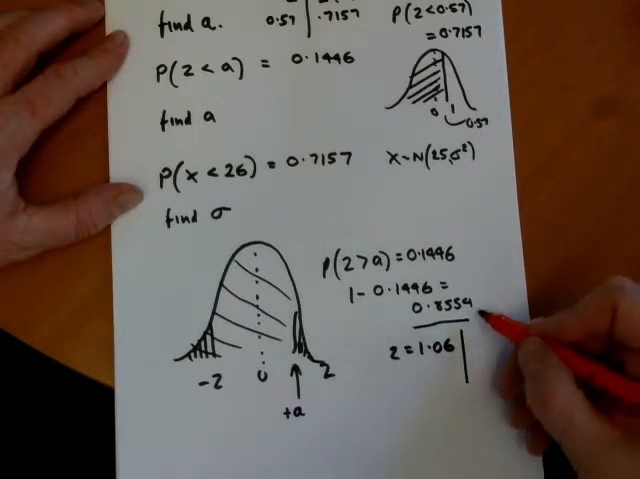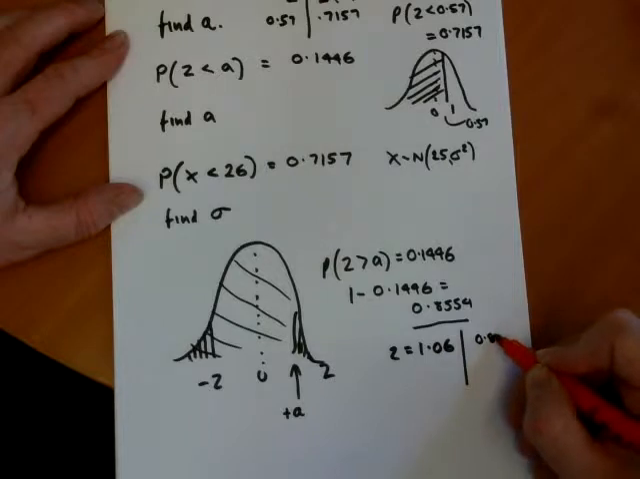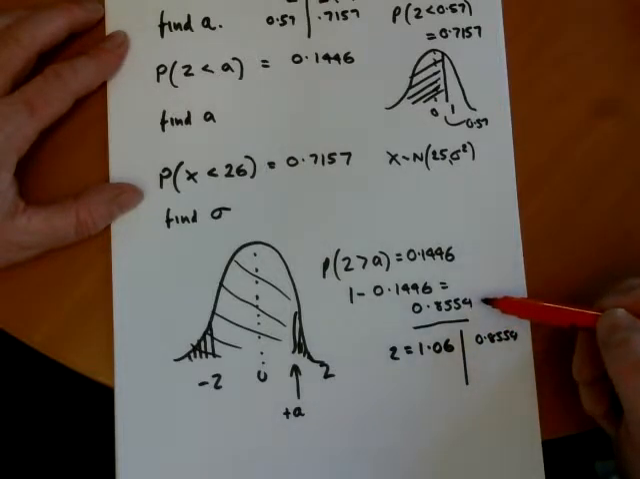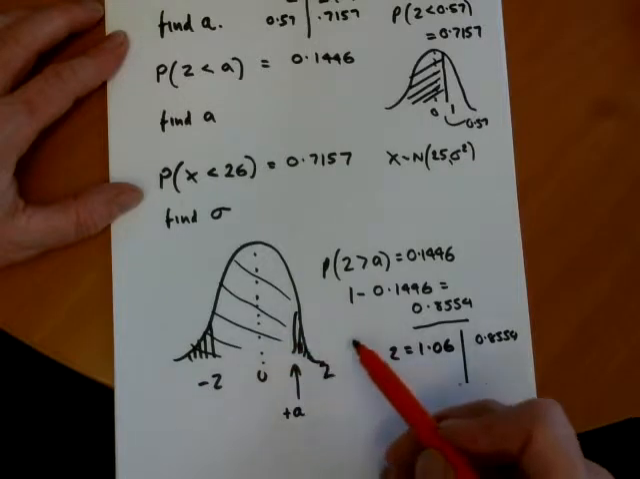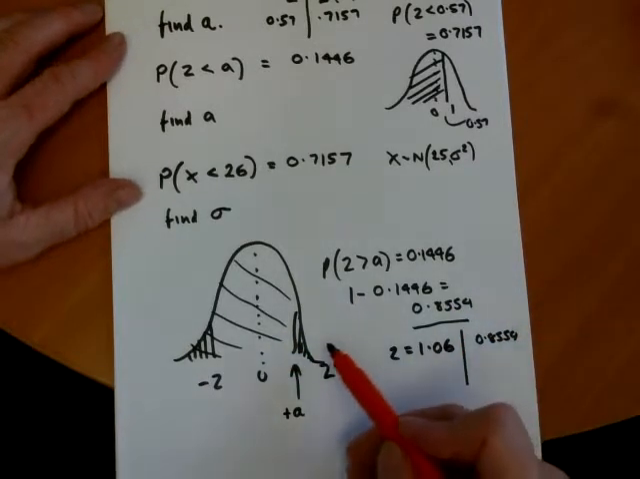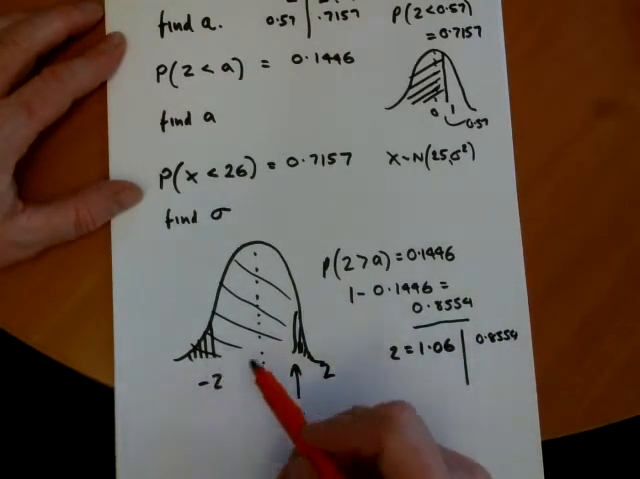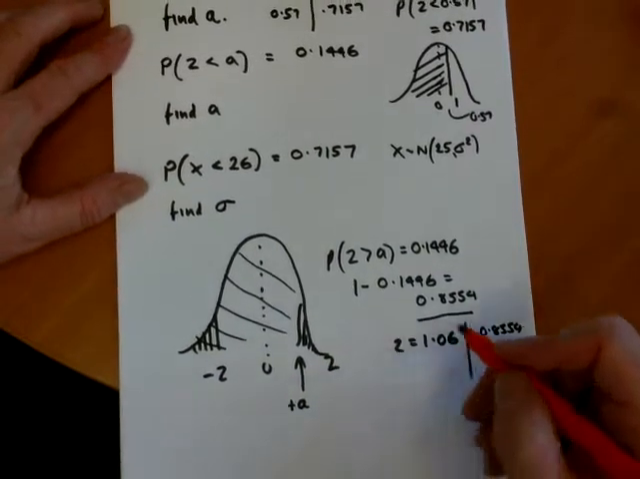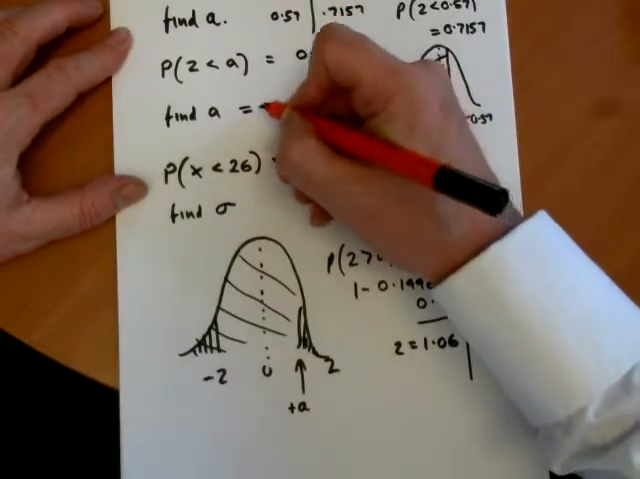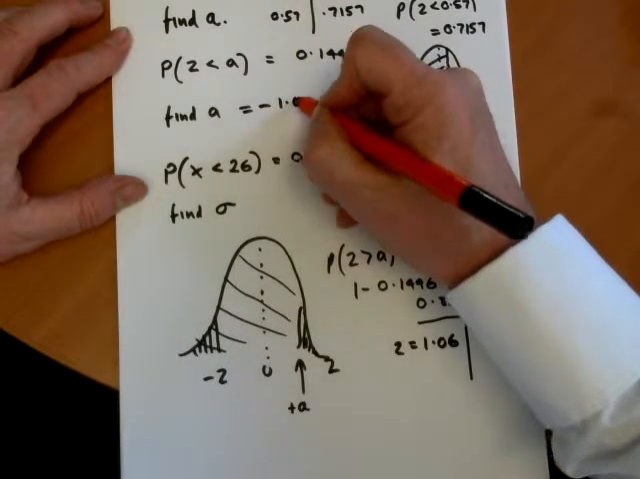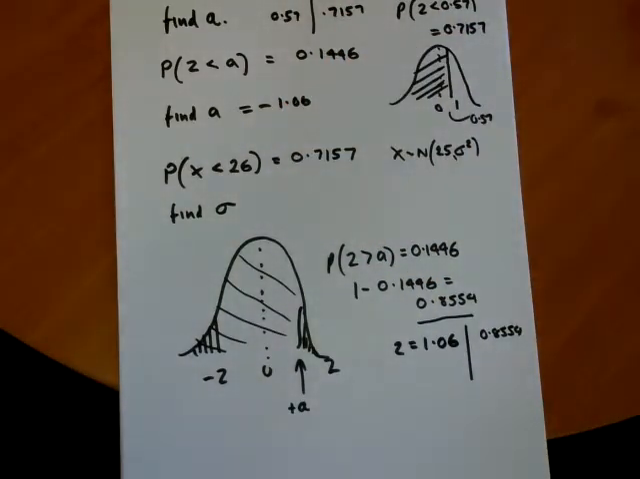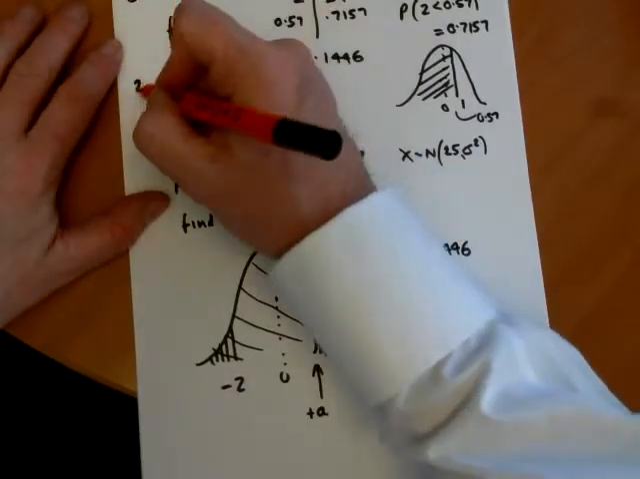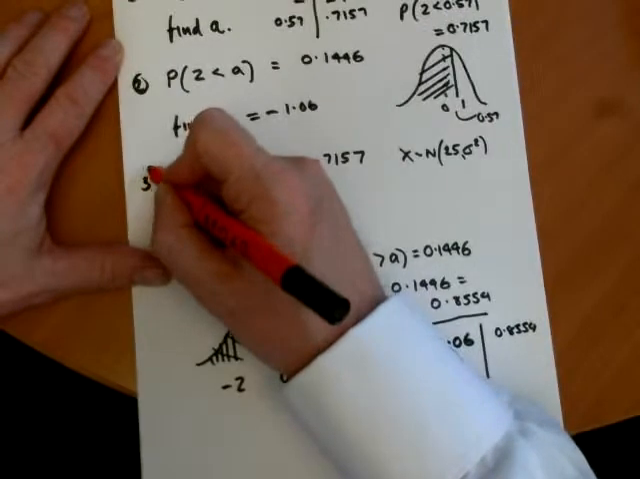The probability that we found that goes with it is 0.8554. So if there's 85.54% to the left of it, there'll be the 14.46% to the right. And so the value we want is the negative value of that z. So it's going to be equal to minus 1.06. I'll just write in these parts so it's a bit clearer. On to the third part now.